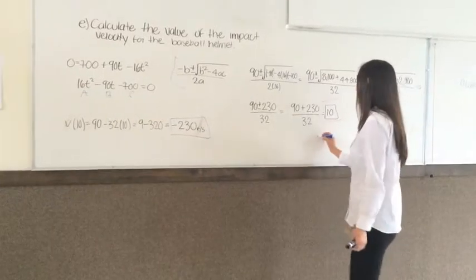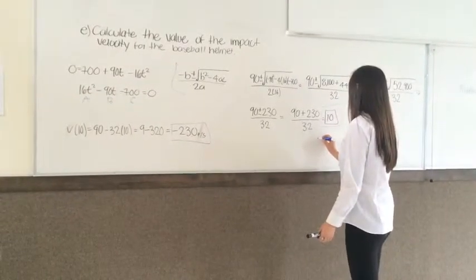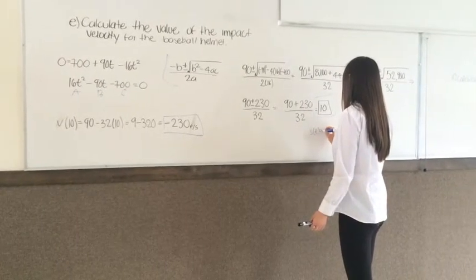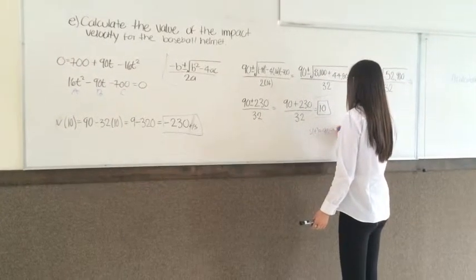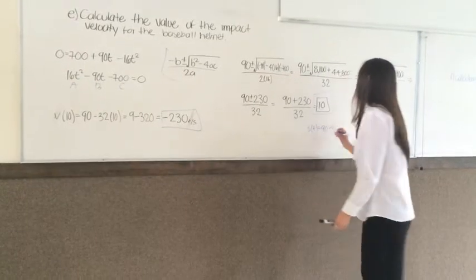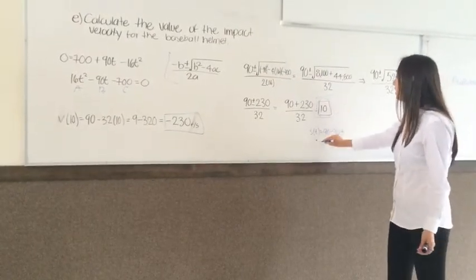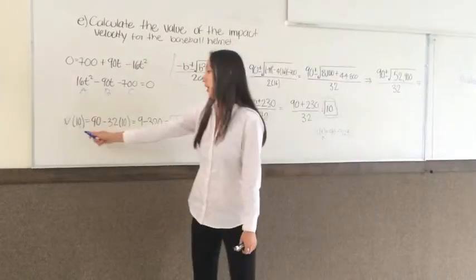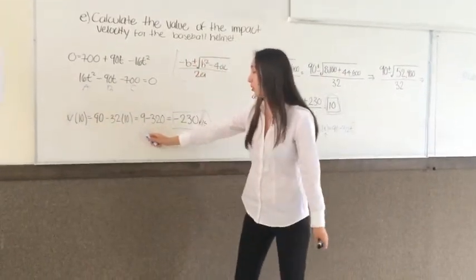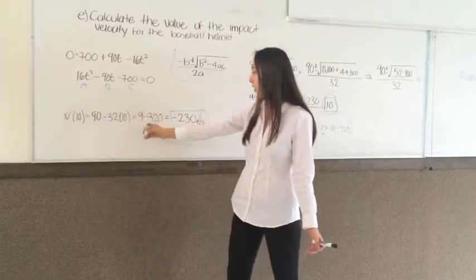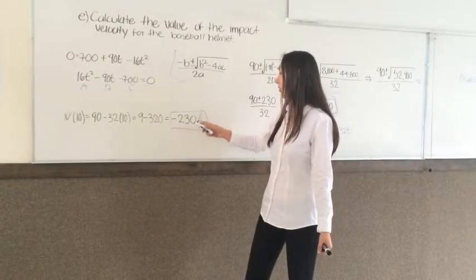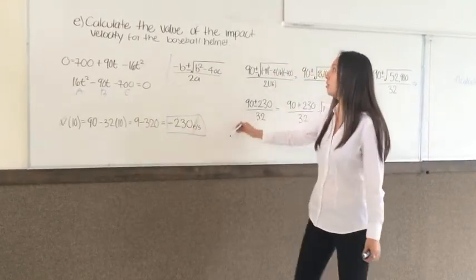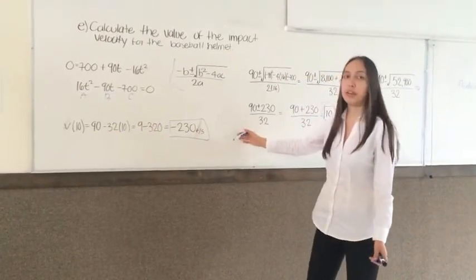Okay, so now this answer, we need to substitute it in the previous formula. Remember we had the formula, it was S prime of t equals 90 minus 32t. Okay, so we need to substitute this 10 in here. So we put it in here also. So it's 10 and we just solve it. Minus 230 feet per second. So minus 230 feet per second is the value of the impact velocity for the baseball helmet.